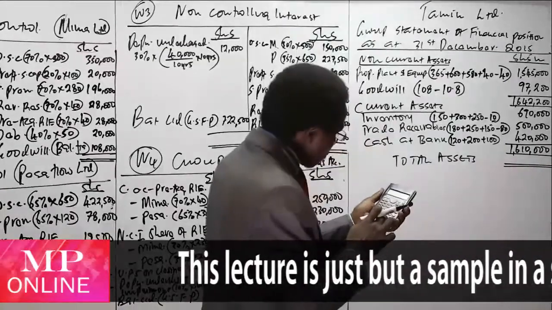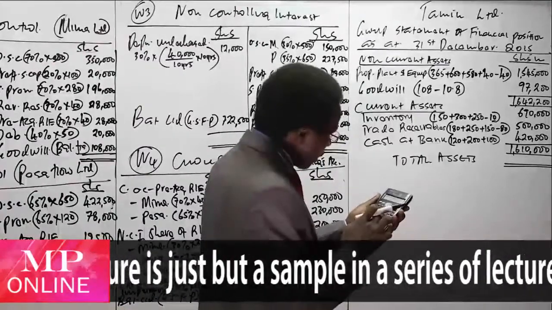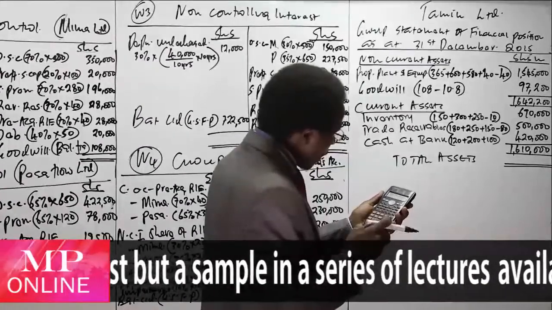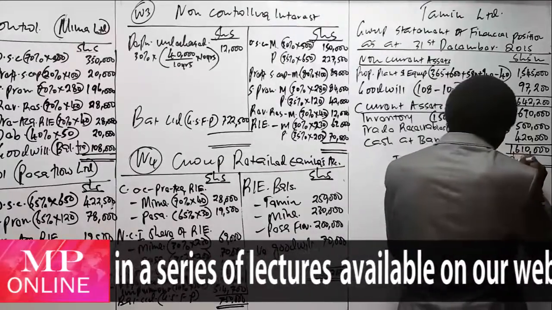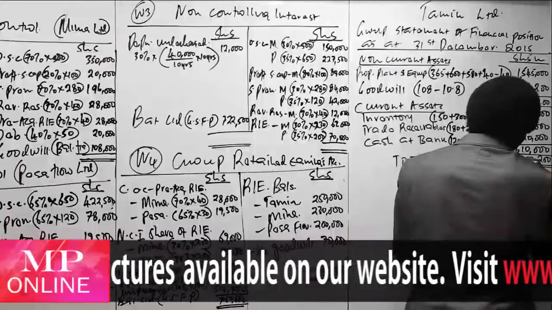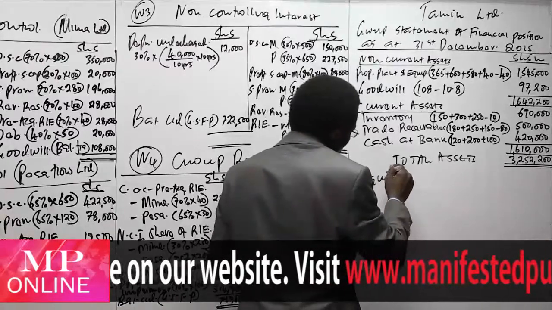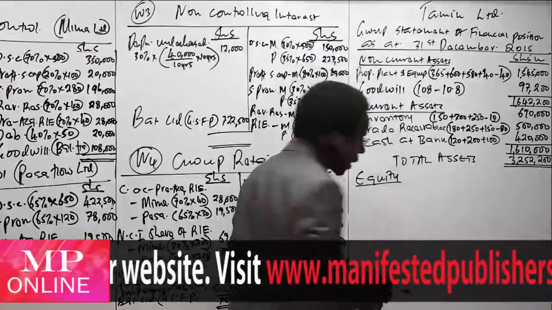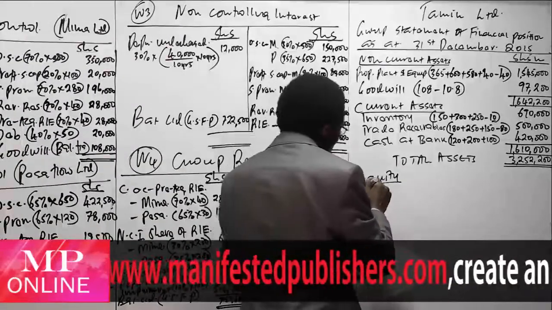Then that's 1610 plus the 1,642,200. That's 1,642,200. I'm getting 3,252,200. Now we look at equity. Equity and reserves. One of the items is ordinary share capital.